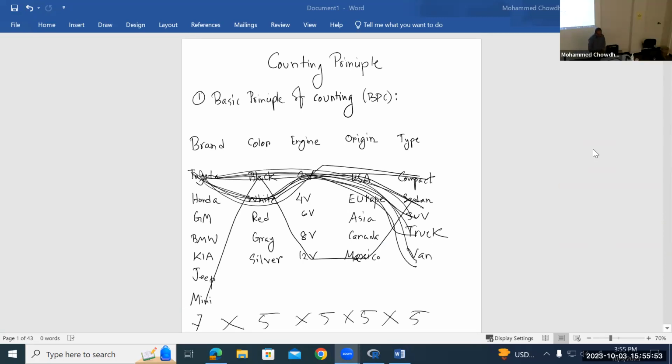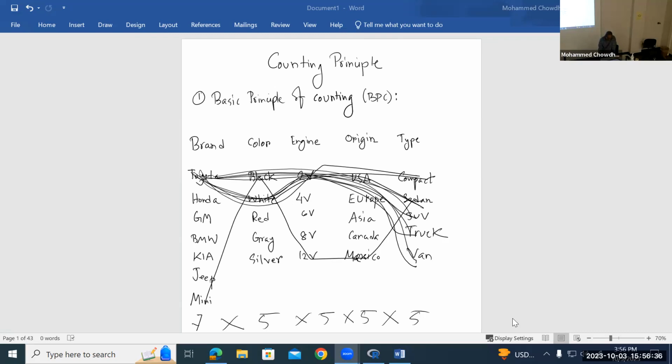Okay. So let me explain these things again then. So today we are going to learn counting principles, and the first counting principle is known as the basic principles of counting. Basic principles of counting, okay? So in these basic principles of counting, suppose I want to buy a car. So then the car has many different characteristics.